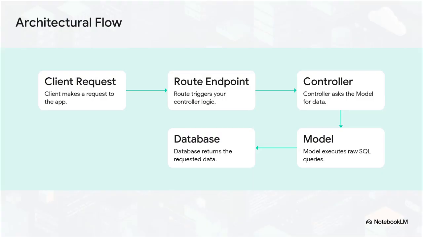And this brilliantly illustrates the exact MVC architectural flow a request takes from the client URL all the way down to the database and back. This is the classic model view controller pattern. The client makes a request. Boom, it hits your route endpoint. That route triggers your controller logic. The controller then asks the model to execute our raw SQL queries. The database returns the data, and it flows all the way back up the chain to the client. As you can guess, your database design deeply affects this entire chain.